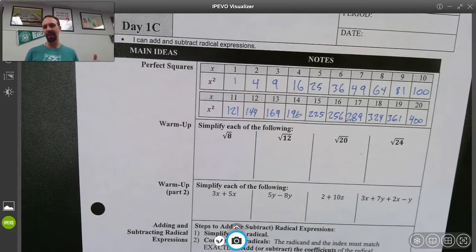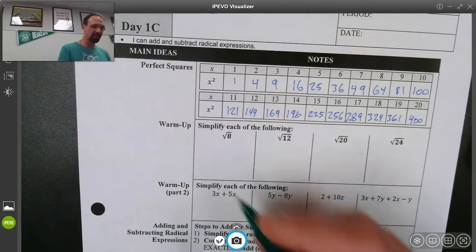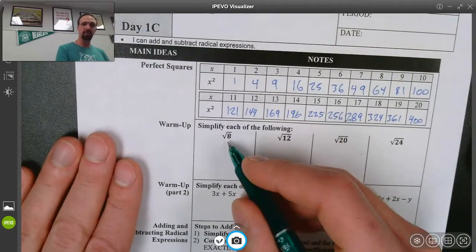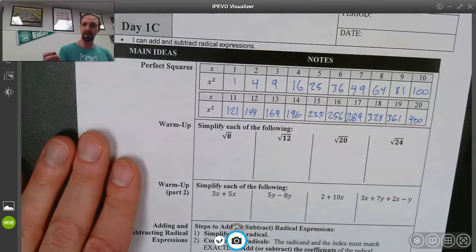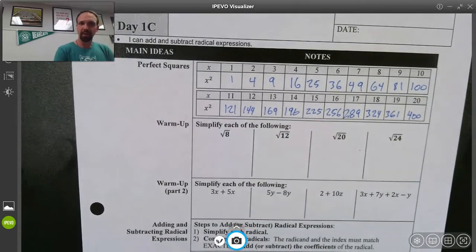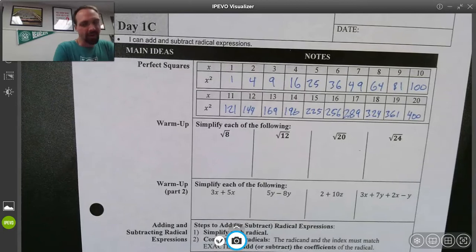All right, so warm up here. Simplify each of the following. You've done these before. We've actually done these already. So the square root of 8, you know this. Wait, have you had a chance to do the warm up yet? No? Okay, go ahead and pause the video again. Do the warm up, and then we will come back. In fact, you can also do warm up part 2 if you want.